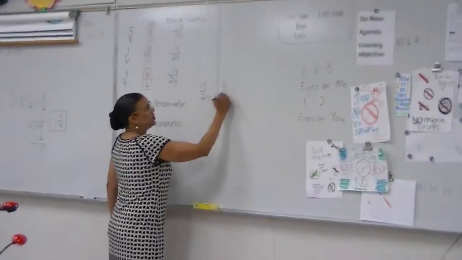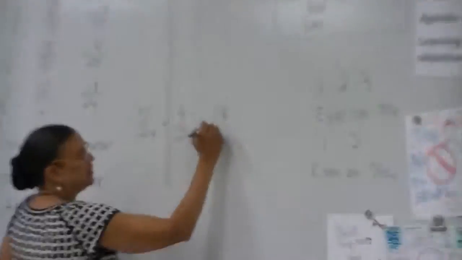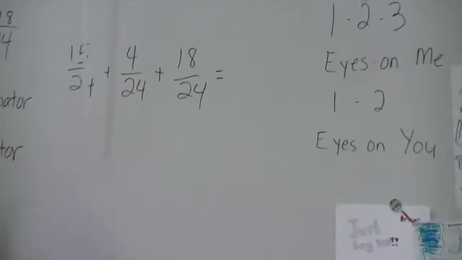Now, can I add these fractions together? Yes. Absolutely. So let's do it. Step 4, add. So now I have 15 24ths plus 4 24ths plus 18 24ths. 37? Is that 37? 37. Check my math.